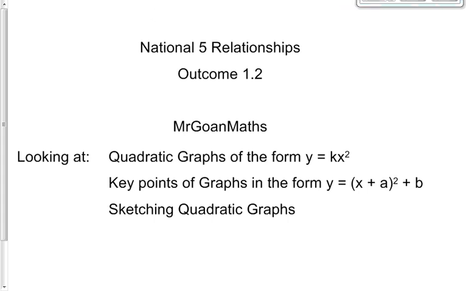Hello, I'm Mr. Goan, and today we're going to be having a look at the National 5 Relationships Outcome 1.2, which looks at quadratic graphs in the form y equals kx squared, the key points of graphs in the form y equals (x plus a) all squared plus b, or the completed square form, and sketching quadratic graphs. So we're going to jump straight in with the 4 questions from Outcome 1.2's NAB.